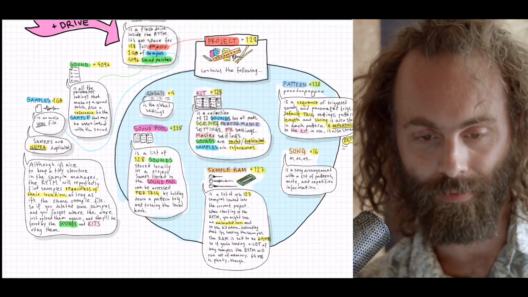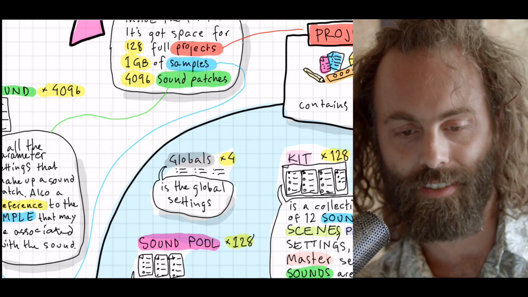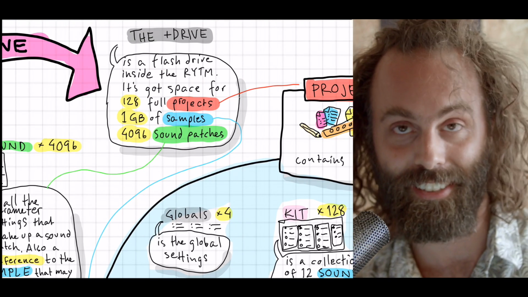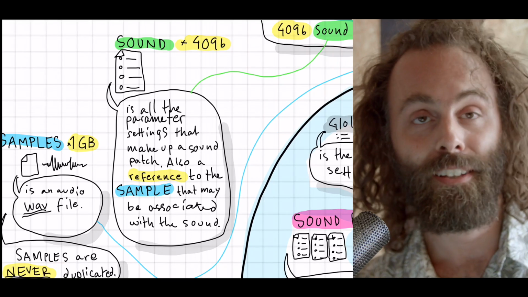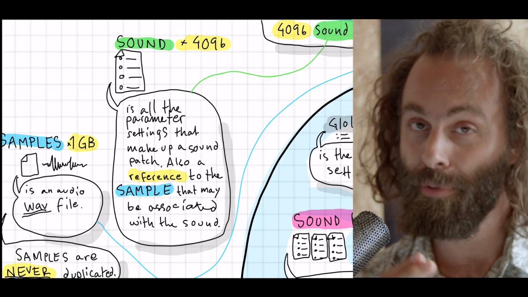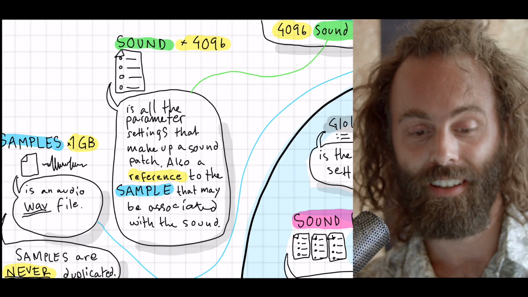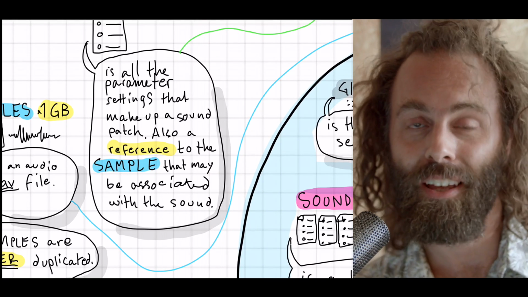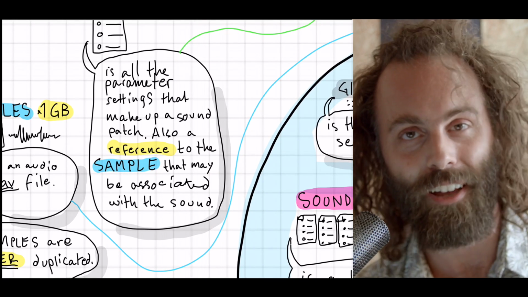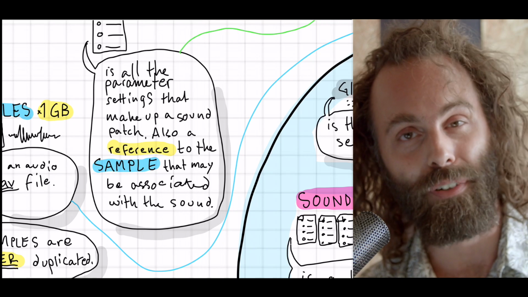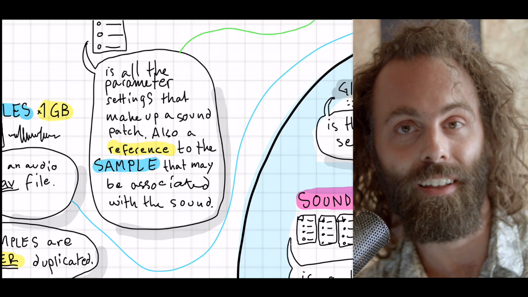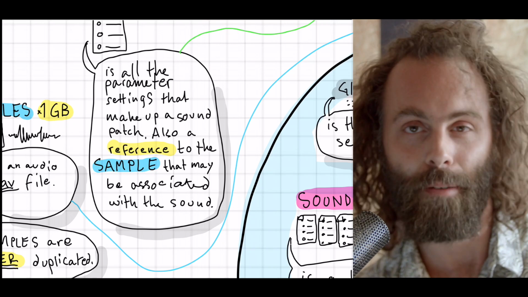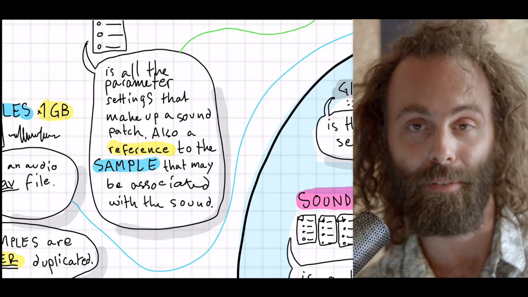Okay, so sound patches, 4,096 of them. A sound patch is all the parameters that make a sound. You might be using samples in the sound, but they're not stored in the sound patch. There's a reference to the sample in the sound patch. So no duplicates of samples ever on the analog Rytm.